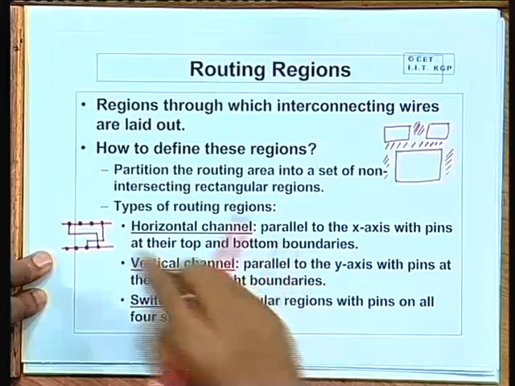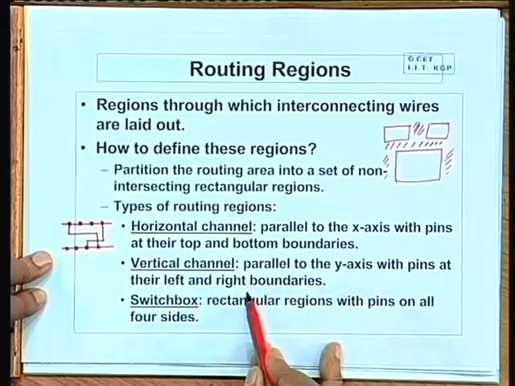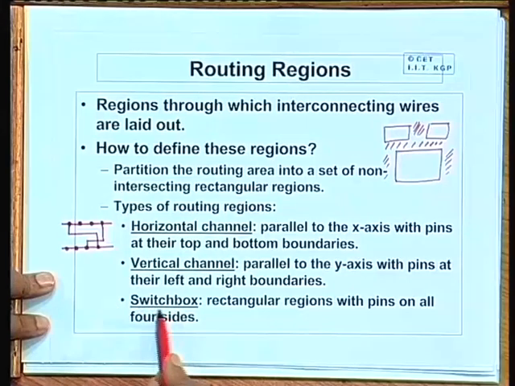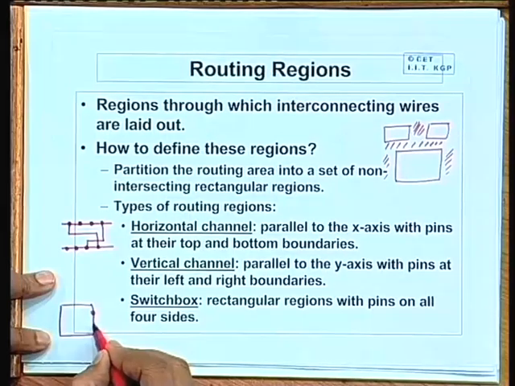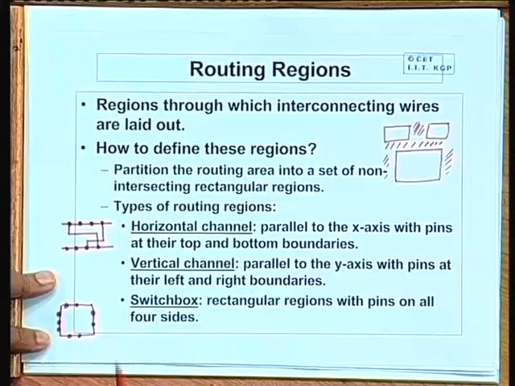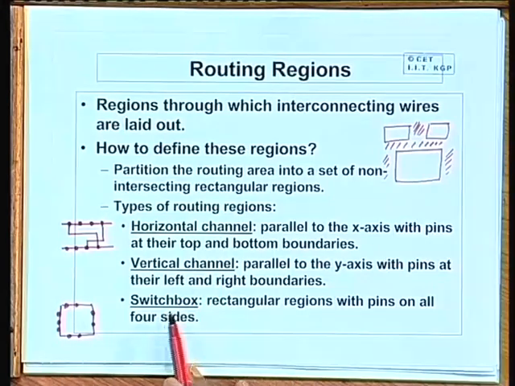This is a horizontal channel, and if you rotate it by 90 degrees, it becomes a vertical channel, so that the pins are located to the left and right, and it is parallel to the y axis. But in some cases the problem becomes more complex and we get something called a switch box. A switch box is a channel where pins are located on all four sides and you will have to interconnect them. So, the routing area is of course rectangular in shape, but pins are available on all four sides. This is called a switch box. So, a routing region can be either some kind of a channel or a switch box.